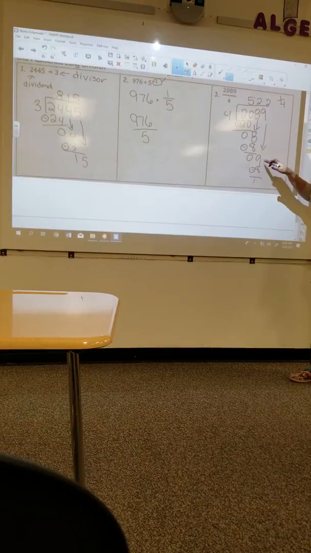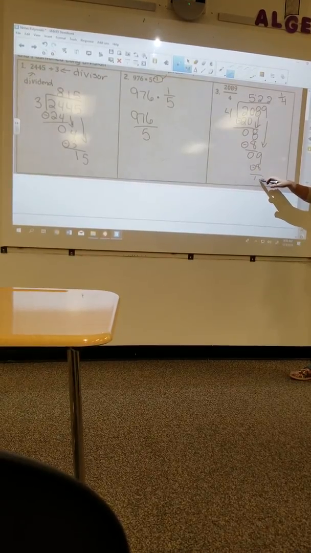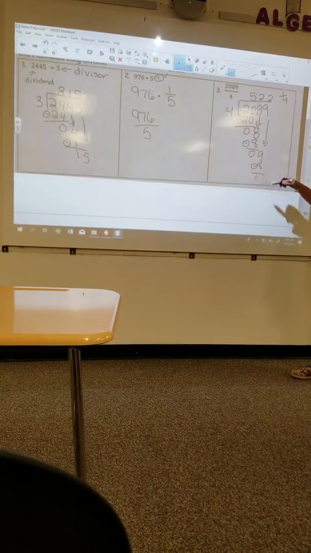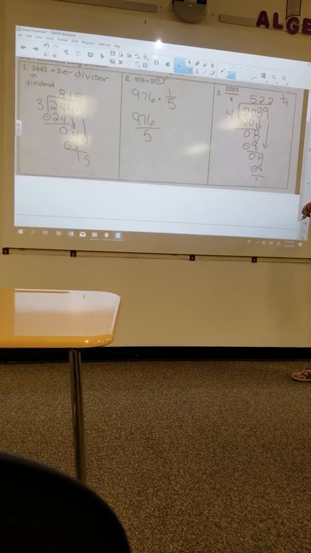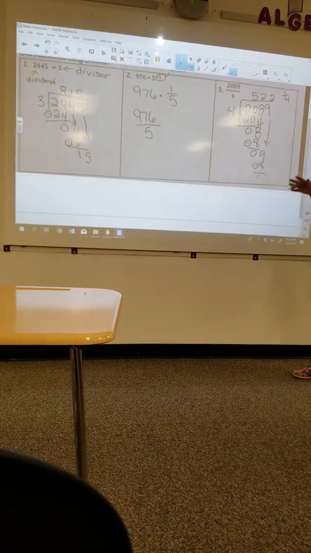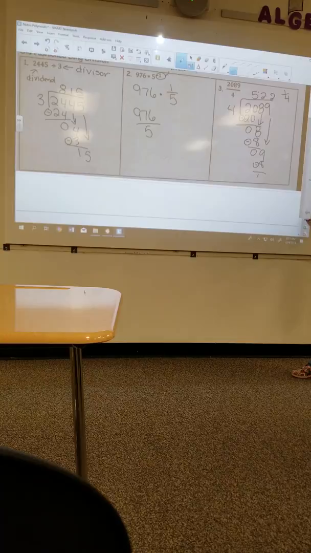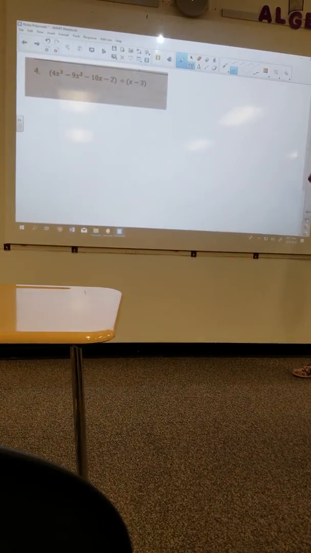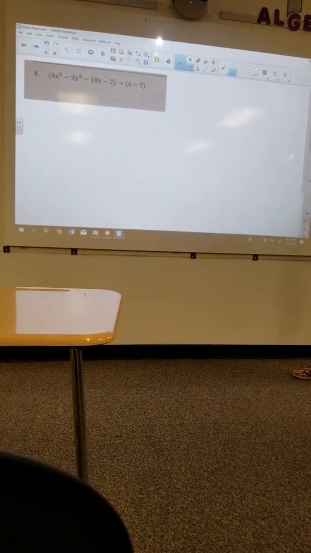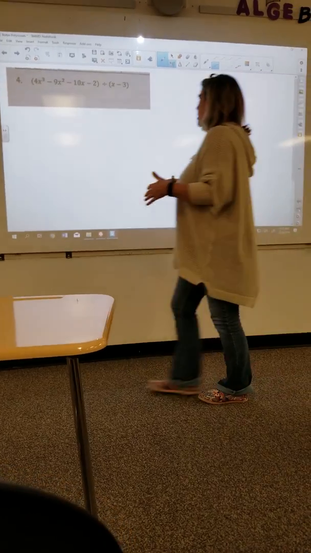Subtract. 9 minus 8 gives you 1. It's going to be the same way. So when we do the next one, we're going to do it exactly the same way. Make sure that you give yourself room to write above your division box.